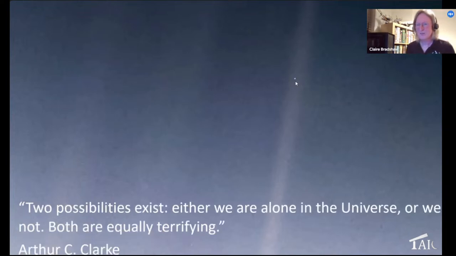But there's also this other quote from Arthur C. Clarke: there are two possibilities that exist. We are alone in the universe, or we are not. Both are equally terrifying. And I look at the first part of that, and if we are alone in the universe, that makes me feel that we are not insignificant. We are truly significant. Every single one of us on this planet, every single pair of eyes is significant.